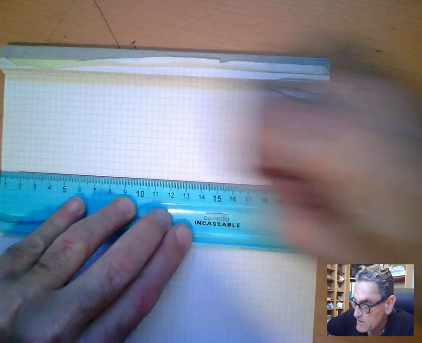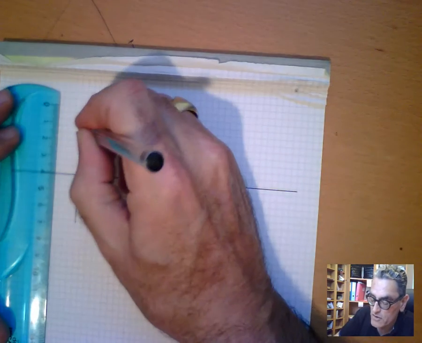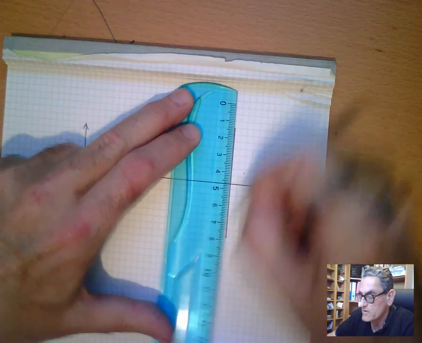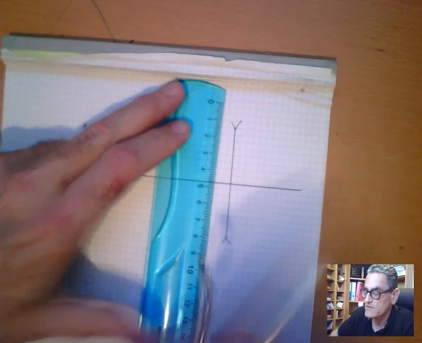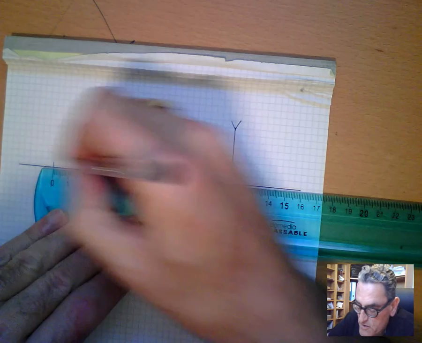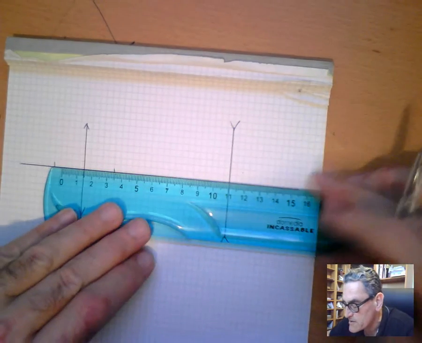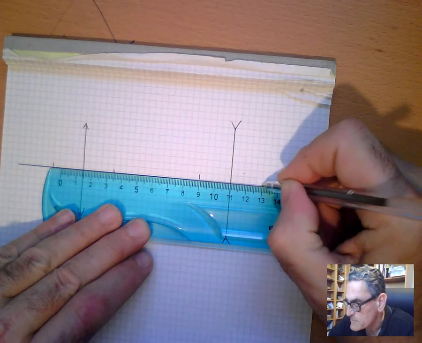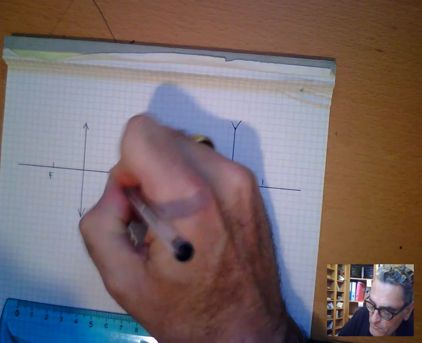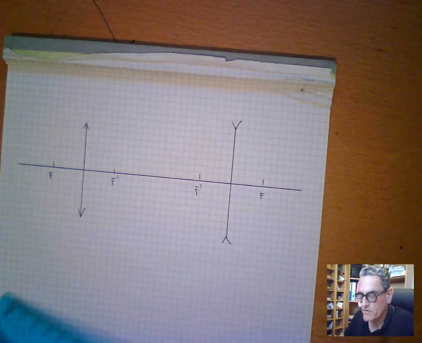So let's take one principal axis. Here I will take a convergent lens, so revise these notions. And here I will take a divergent lens. Okay, and let's take a focal distance of 2 centimeters for both the lenses. This I call F, this I call F prime, and for the divergent lens it is the opposite, F prime and F. Good.